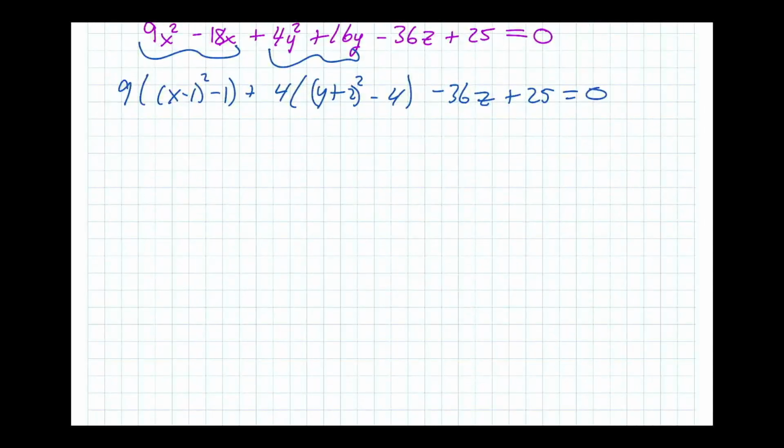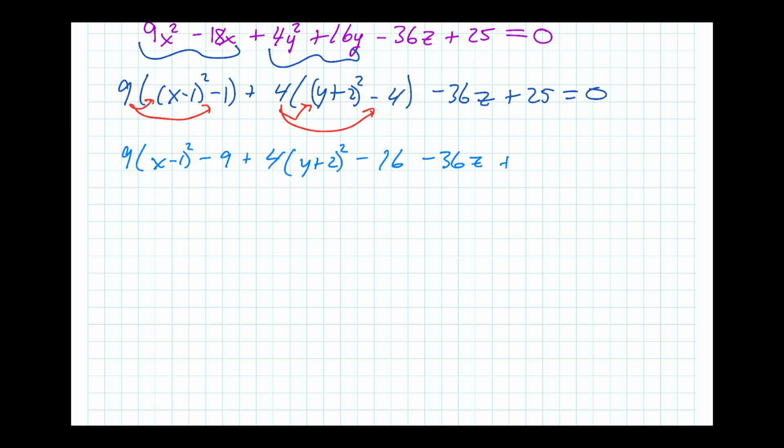Okay, so then what you're going to do is just kind of multiply this out, the 9, multiply out the 4 here. So we're going to get 9 x minus 1 squared minus 9 plus 4 y plus 2 squared minus 16 minus 36z plus 25 equals 0. So then what you want to do is kind of just combine all your constants here. Just collect like terms. The constants together.